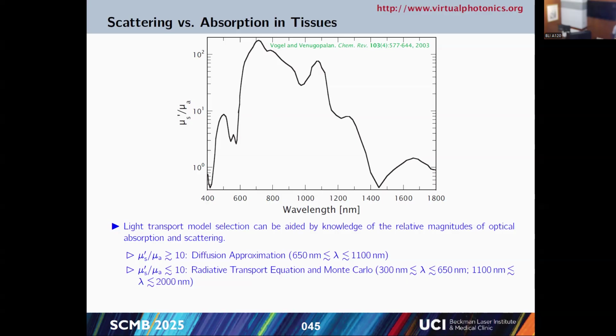But once you get below about 10, then you really need to deal with Monte Carlo. Unless you're highly absorbing, in which case you could just use Beer's law. You don't have to worry about scattering at all. And certainly for therapeutic applications in the infrared, say in 2 microns or above, you probably don't have to worry about scattering much at all. So this is an important graph to think about in terms of light transport and what model you may need to use depending on if you're in the transport or diffuse regime.